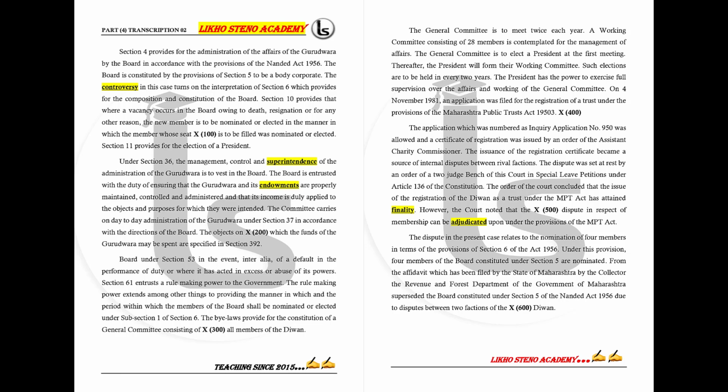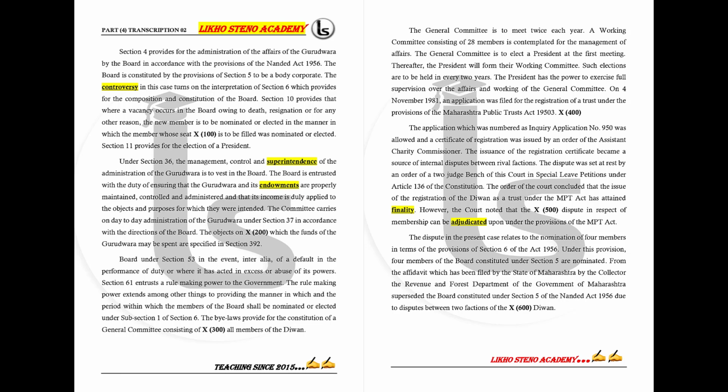Section 61 entrusts a rule-making power to the government. The rule-making power extends, among other things, to providing the manner in which and the period within which the members of the board shall be nominated or elected under subsection 1 of Section 6.